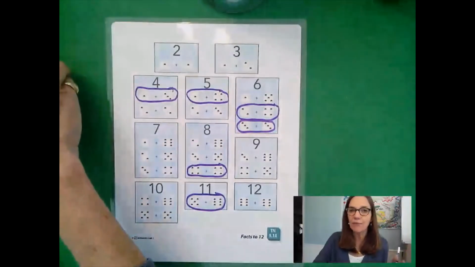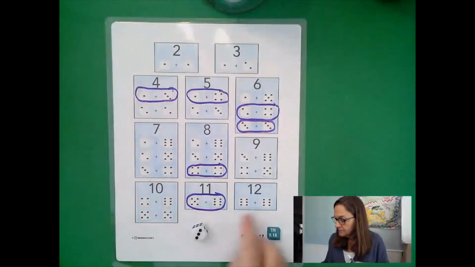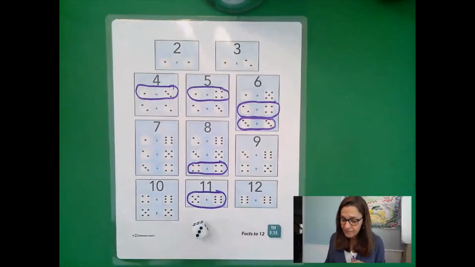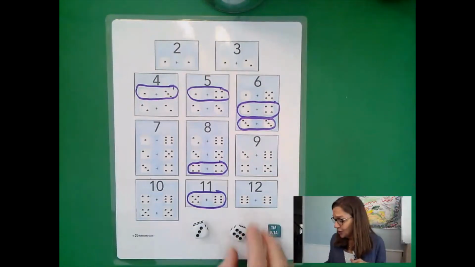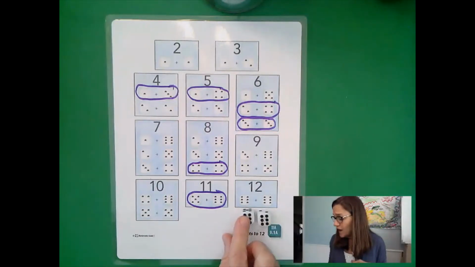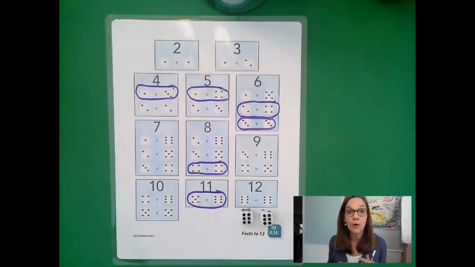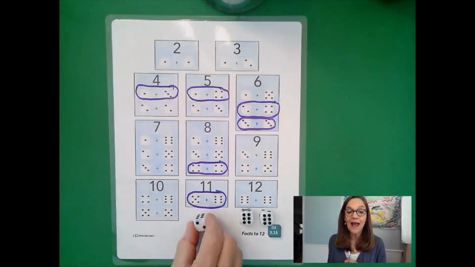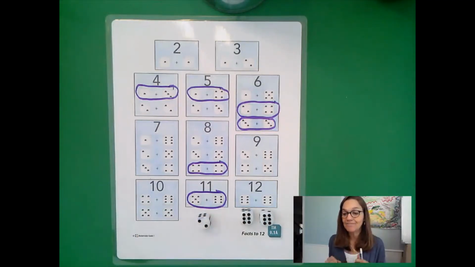Let me talk about one thing before we move on to our next activity. See, 12 is the largest number on this page, isn't it? And that is because the largest number that I can get with these two dice is 12. I can't get any number larger. In order to get numbers that are larger than 12, I have to add another dice, right?